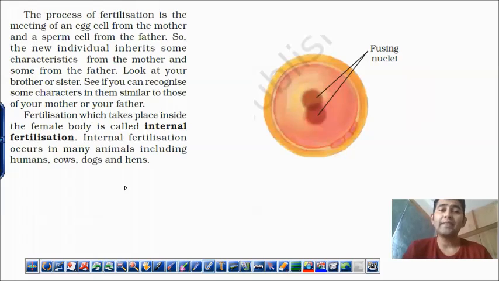The process of fertilization is the meeting of an egg cell from the mother and sperm cell from the father. So, the new individual inherits some characters from the mother and some from the father. खुद को देखो, you yourself will realize that you are a little bit like your mother and a little bit like your father. Why? Because you are made up of a combination of DNA of your mother and father both.